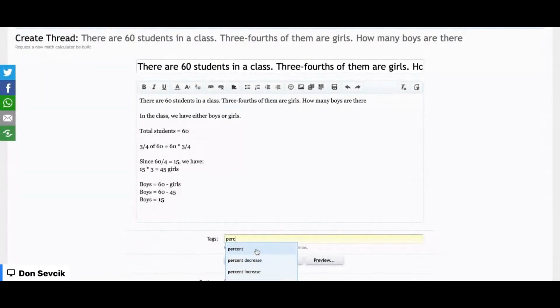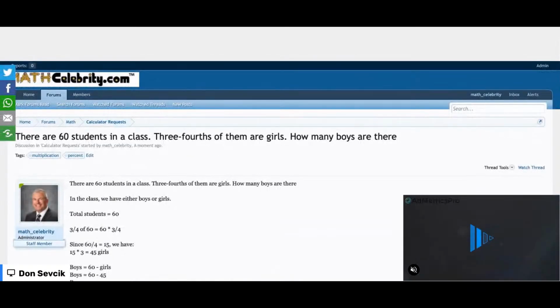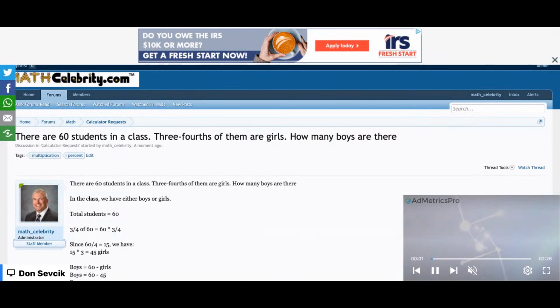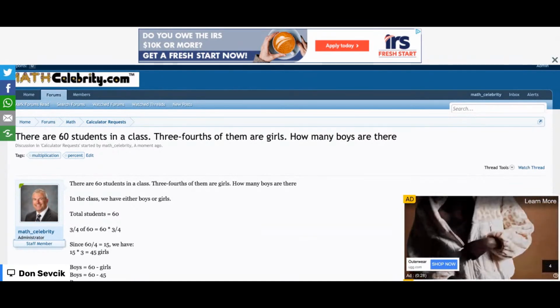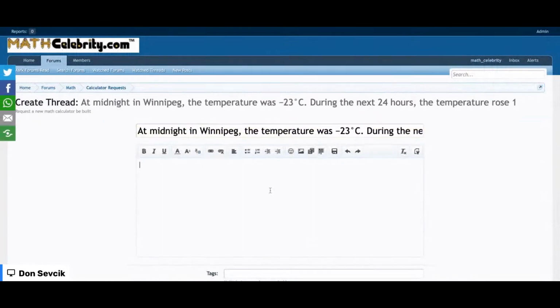This was another percentage, by the way. We had a multiplication. All right. Let's see what we got here. Let's take this temperature one. Our audience loves those temperature problems.